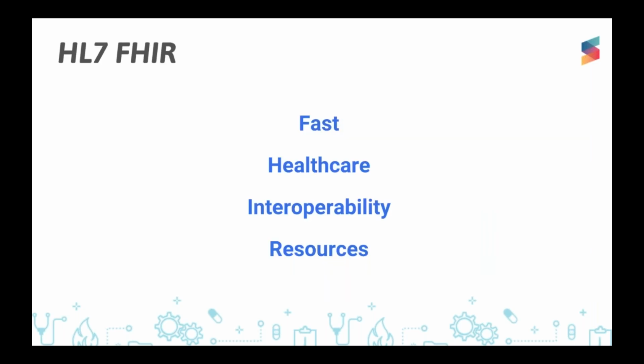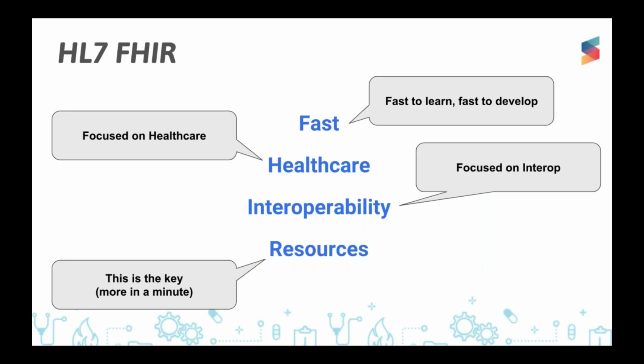So FHIR itself stands for Fast Healthcare Interoperability Resources. Each of those words has a meaning. I'll focus mostly on the first and the last today. Fast is really important here. We don't mean that the data moves really quickly. We mean that FHIR is supposed to be really fast for you, the developer of software, to use. It's intended to be a very easy thing to learn. It's supposed to be fairly quick to learn, and it's supposed to be very fast to develop with.